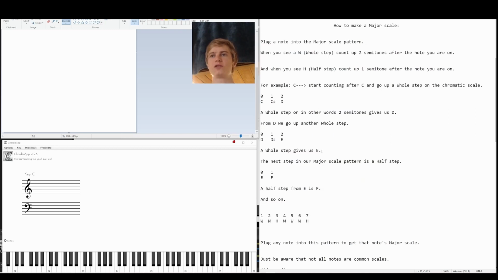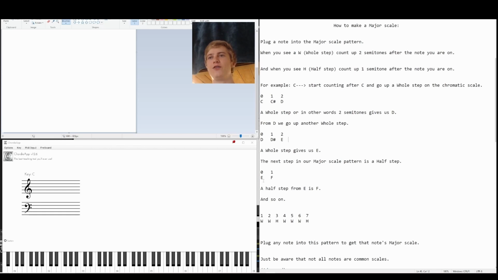Okay, so now that the whole step gave us the note E, when we look at our next step in the major scale pattern, we have a half step. So let's look at that. So we just did a whole step from C, which took us to D. Then we did a whole step from D, which took us to E. And now we're at E, and we're looking at a half step.